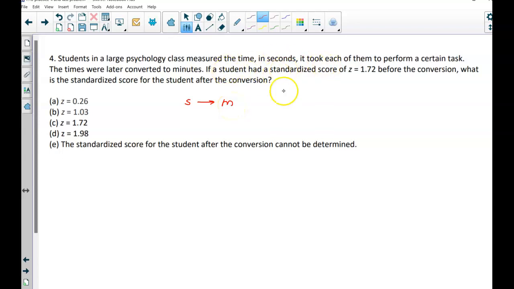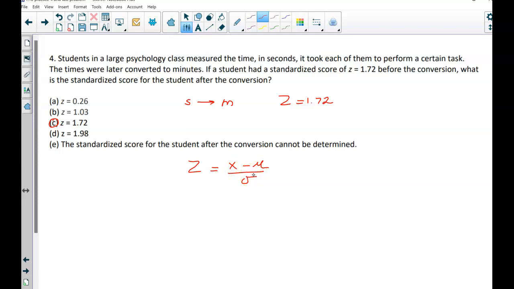If a student's original z-score was 1.72 before the conversion, what was the z-score of the student after the conversion? It turns out that the z-score would be the same, and the reason is that a z-score has no units. What do I mean by that? The z-score formula is your data value minus the mean over the standard deviation.